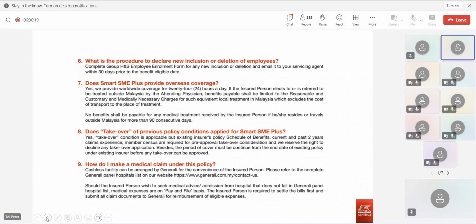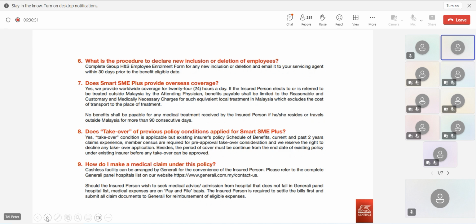Does Smart SME Plus provide overseas coverage? Yes, we do. We provide worldwide coverage, 24 hours a day. But if the insured person elects to be treated outside Malaysia by an attending physician, the benefit payable shall be limited to reasonable and customary medical necessary charges. So my advice to you all is this: if your customer wants to go overseas for surgery, propose to them the international executive.